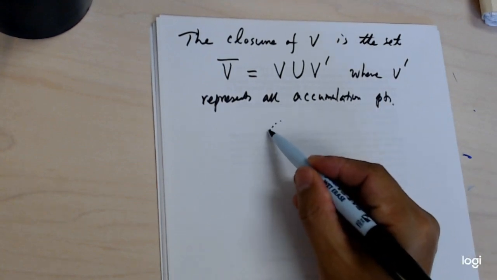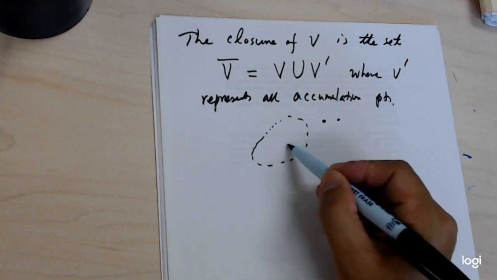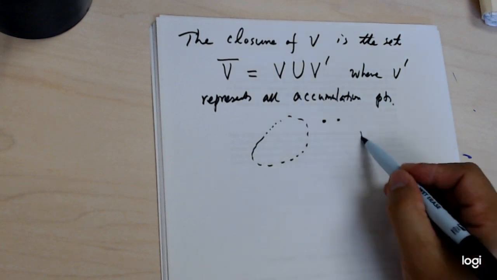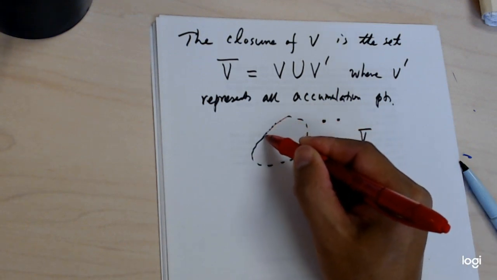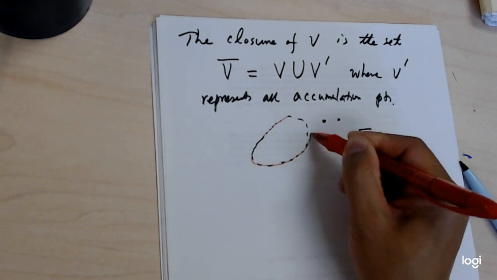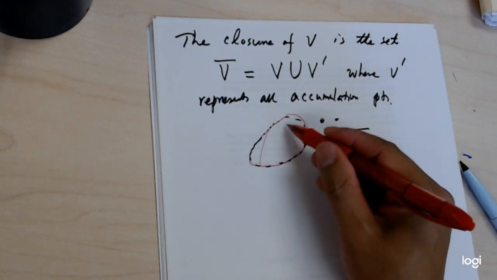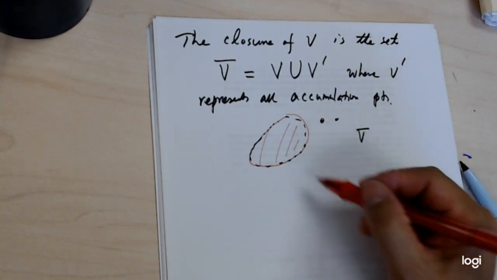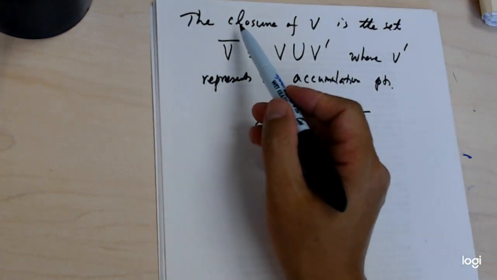With the previous example, you see this is the V here. It's everything inside along with those two points. The closure will be all the accumulation points that include everything on the boundary here. Those two points are part of V, and everything inside. That's the closure, okay? All right, closure.